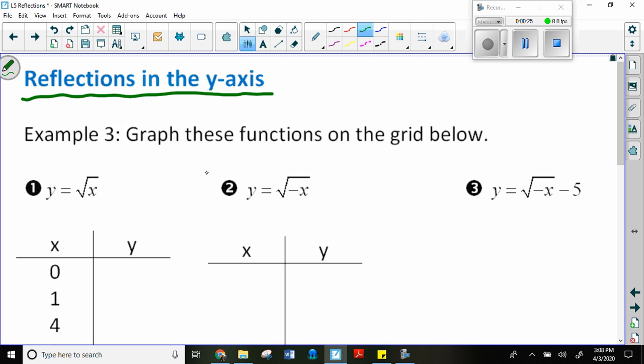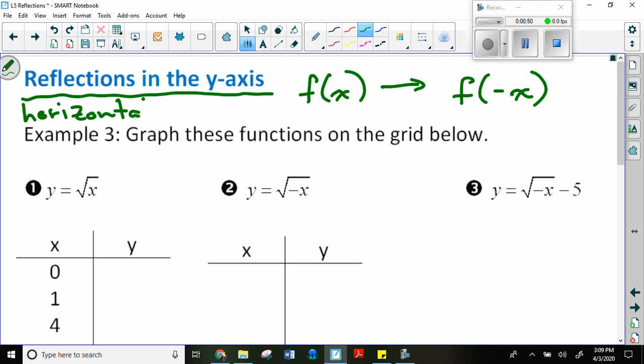So with this example right here, our original function is f of x. It's now going to look like f of the negative inside acting on the x. So if there's a negative in the bracket that's in front of the x, we're dealing with a horizontal reflection in the y-axis.